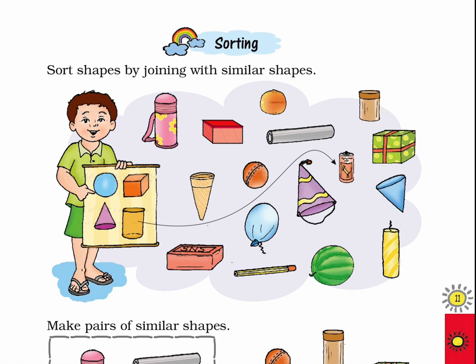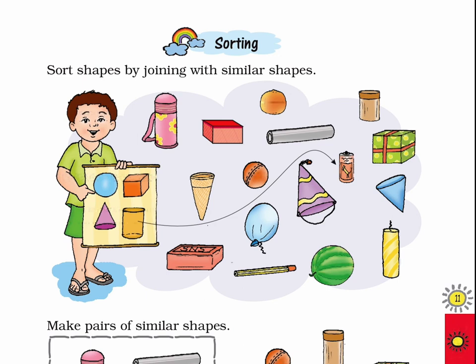Page 10, picture 1 shows a boy is standing with a chart in his hand. The chart has a picture of cylinder, cube, round and a cone. The space outside is filled with objects like thermos, red cube, round fruit, paper roll, cylindrical box, gift box, cell or battery, ball, ice cream cone, birthday cap, balloon, brick, matchstick, watermelon, candle and cone.